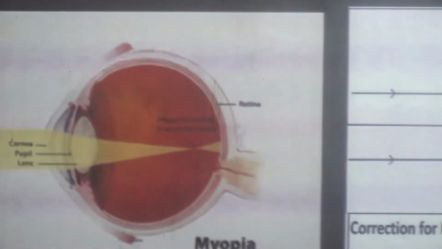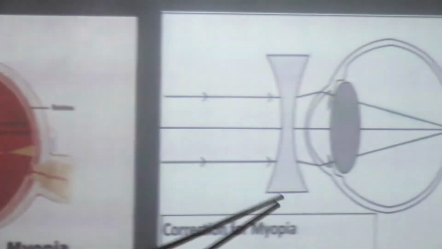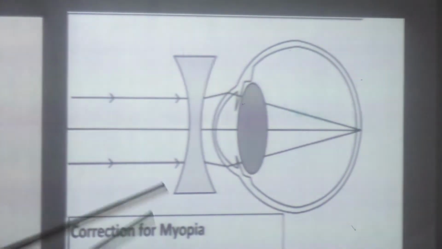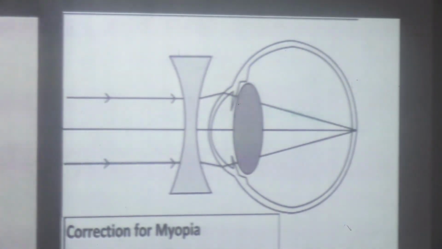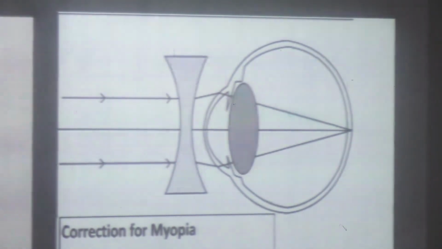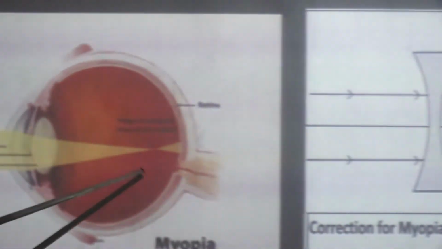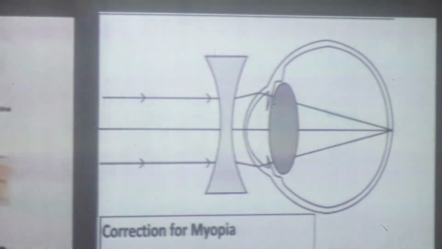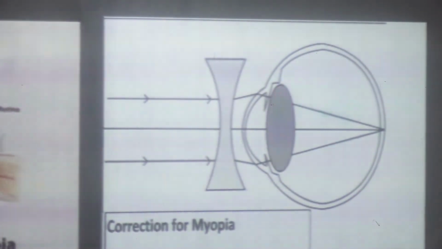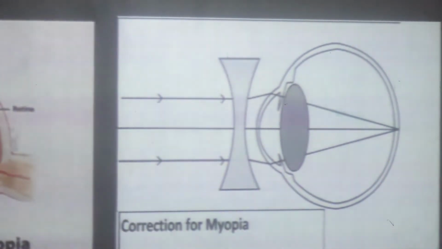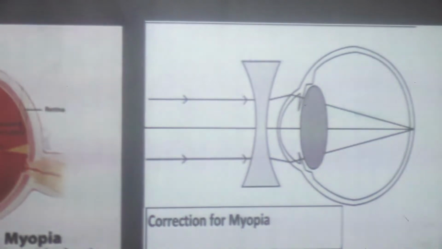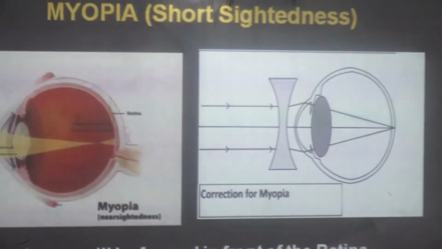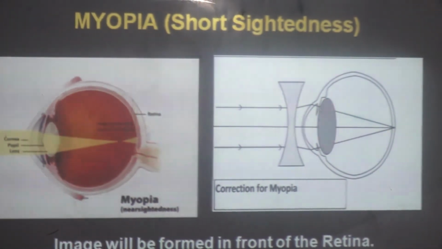To correct this myopia, we use a double concave lens. This is the diverging lens. Here the rays are joined in front of the retina, so we have to diverge those rays. So we have to use the diverging lens, that is the double concave lens. Now, what is the focal length of this double concave lens? That can be known by using the formula F is equal to minus D. Okay, so this is myopia.